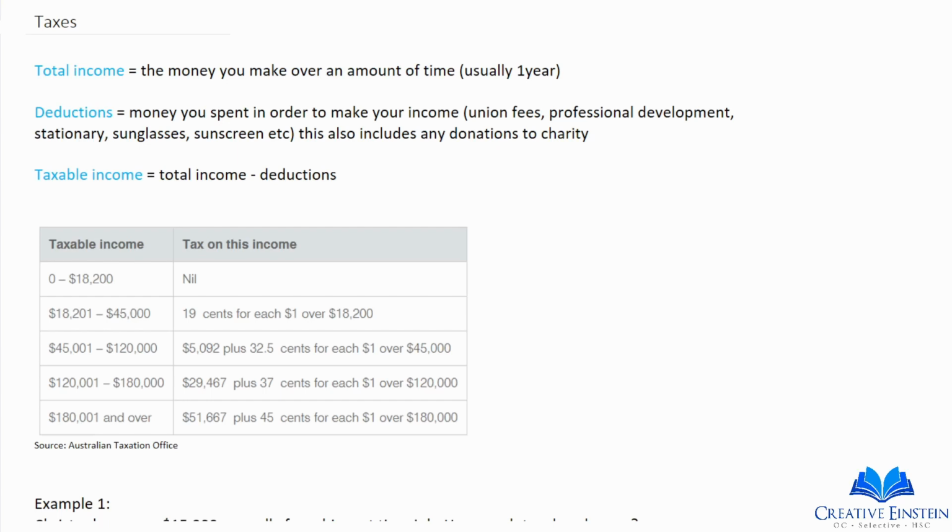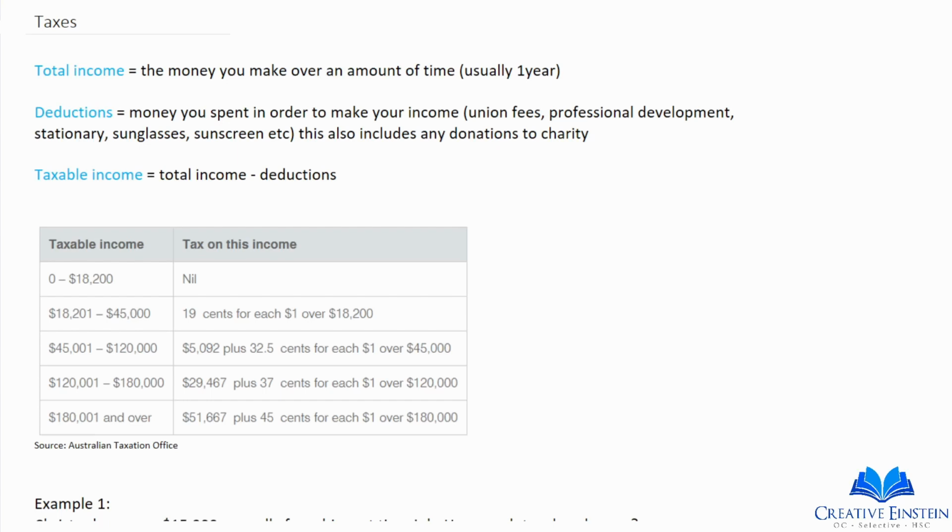The other thing that also comes under deductions is any donations to charity. And the last part that you need to know is your taxable income, which is your total income, take away your deductions. And that's the income that you actually pay tax on.